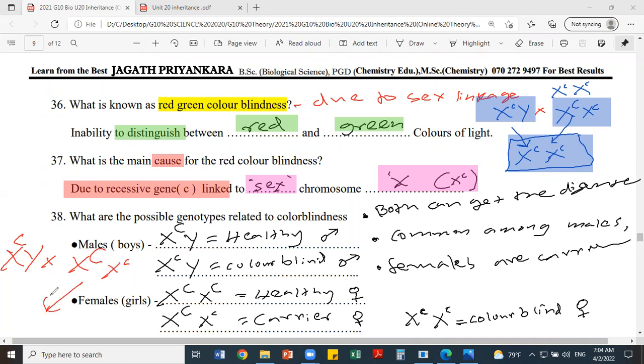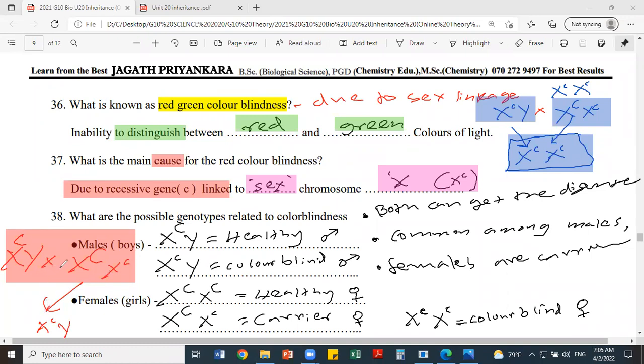Then who can get the disease? Who is having the risk now in this marriage? Sons can get the disease. So from this marriage, who will get the disease? Simple c can come to the boy, because Y anyway comes from the father, and simple c can be transferred to the boy.